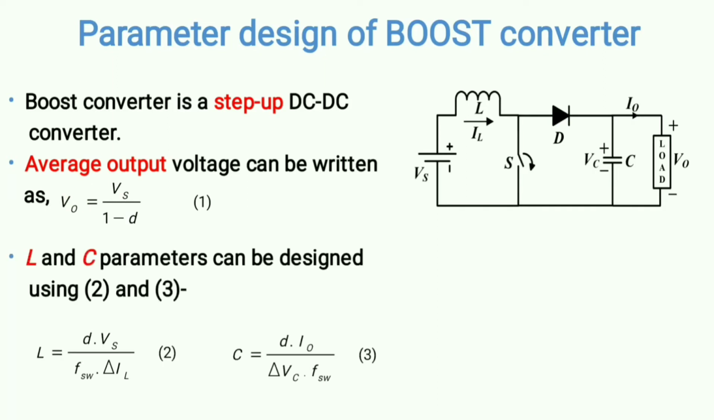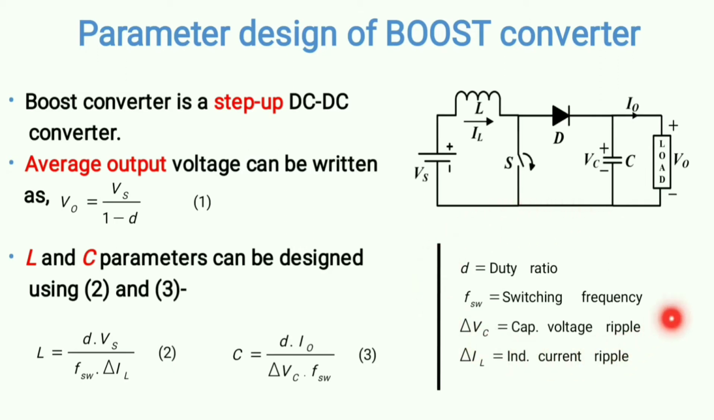Now here also there are two formulas. These are very well known. You must have studied this before. So L and C can be designed using equation number 2 and equation number 3. These are the specifications. D is the duty ratio. FSW is the switching frequency of the switch that you are using in this boost converter. Del Vc is the capacitor voltage ripple. It is also the same as the output voltage ripple, because the capacitor and the load are connected in parallel. Del IL is the inductor current ripple. Inductor current means this one. So by using these two formulas we can find L and C.